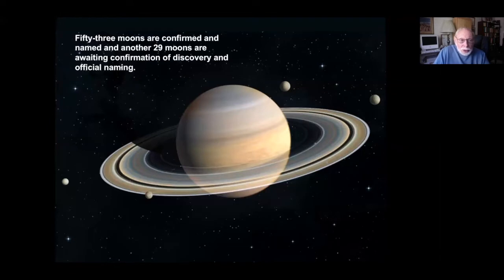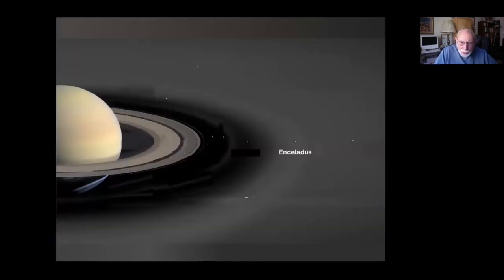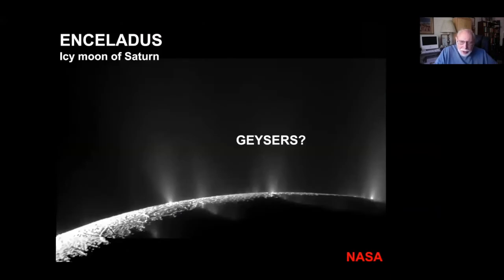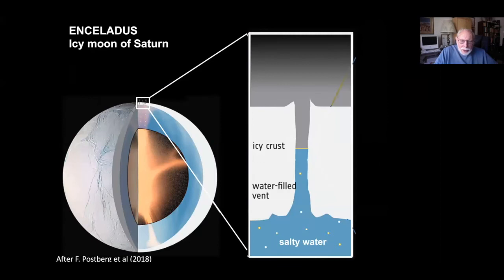Saturn has 53 moons that are confirmed, and another 29 that are awaiting confirmation of their discovery and official naming. And one of these, Enceladus, is a tiny little moon in the outer ring, and it's been found to have geysers on it. Apparently, the best explanation is there's an icy crust with vents in it, and water spews out. It chills and forms ice at the surface. So these are ice geysers. So there's lots of water, but it's not liquid. It's all icy.